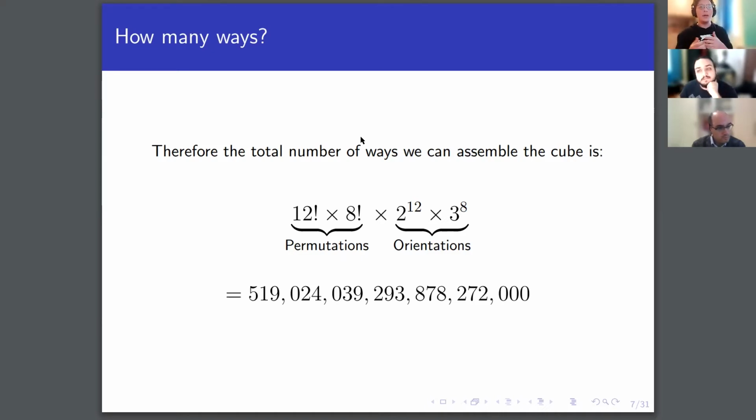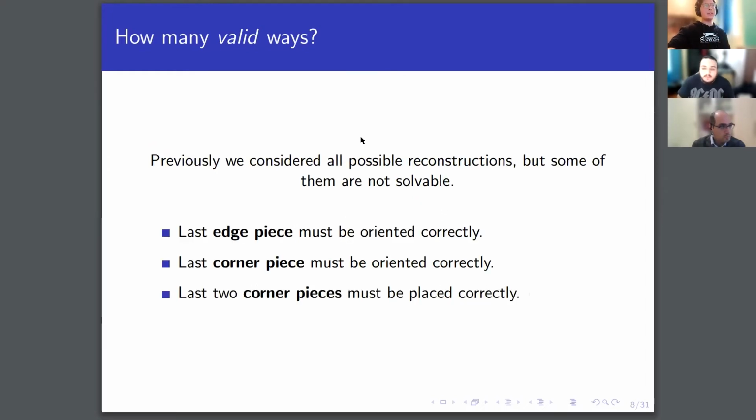So the real number of ways we can shuffle a Rubik's cube is actually smaller than this, and we'll figure it out. There are 3 restrictions, so to speak, on the placement of each piece. So suppose we are rebuilding a Rubik's cube, but in the correct formation. So each piece is in the correct slot, and all of the faces have different colors completely. The 3 restrictions go as follows. The last edge piece must be oriented correctly.